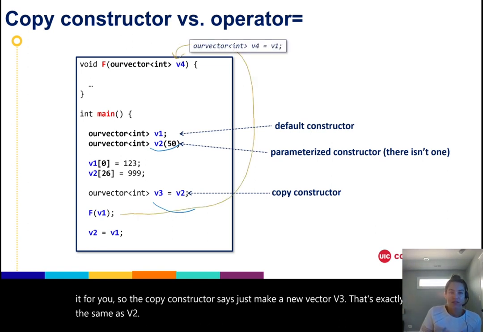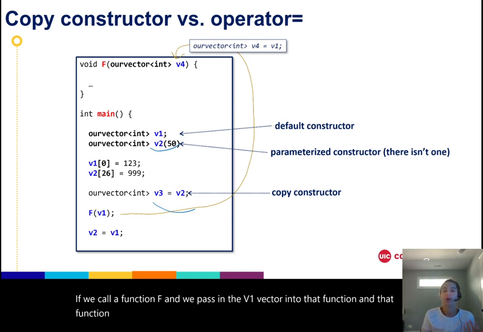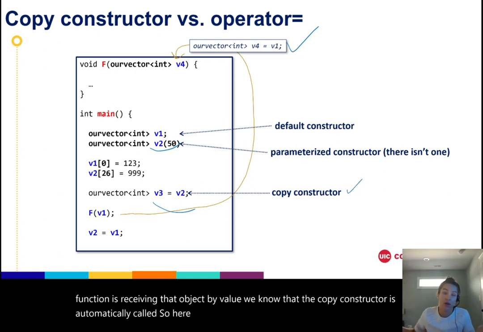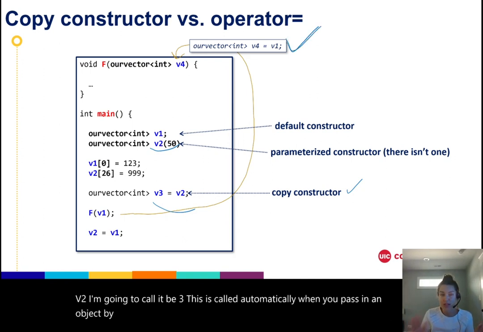If we call a function f and we pass in the v1 vector into that function, and that function is receiving that object by value, we know that the copy constructor is automatically called. So here I'm calling it manually because I want a copy of v2. I'm going to call it v3. This is called automatically when you pass in an object by value. So that's all copy constructor, and that's what we've already gone over.